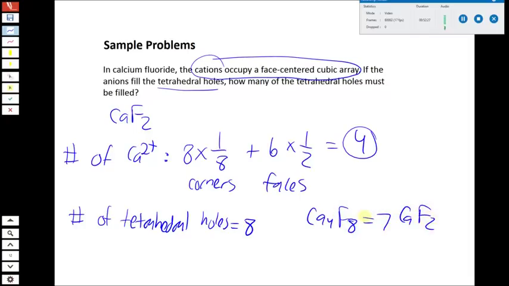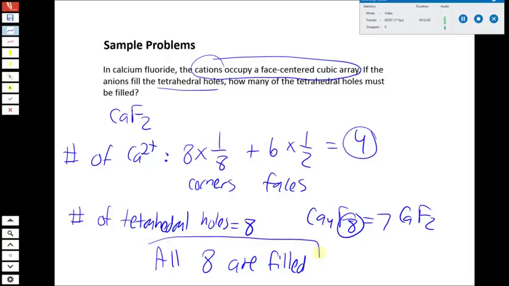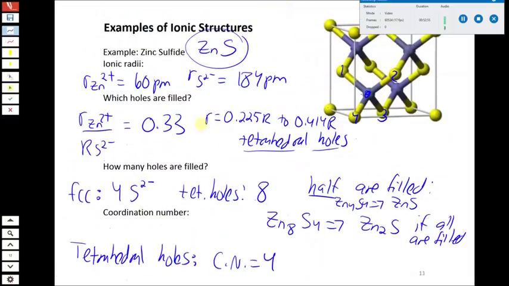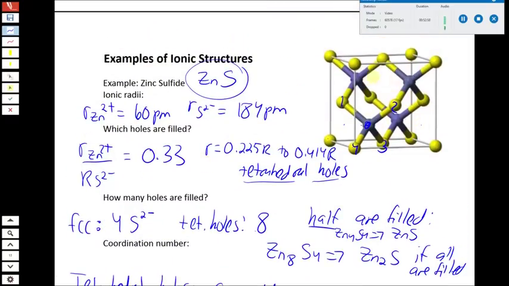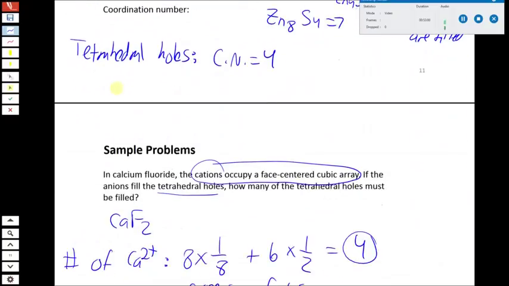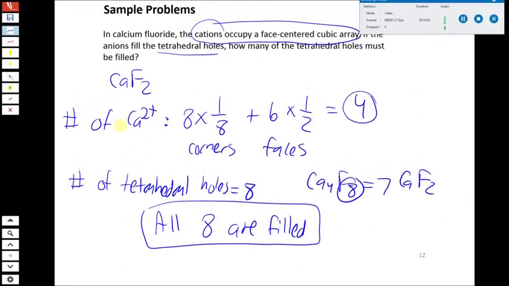So that means we need to fill all 8 of the tetrahedral holes to have the right number of cations and anions. So in this structure, because we have a 1-to-2 ratio of cation to anion, if we put the cations on the face-centered cubic positions, our anions would need to occupy all 8 of the tetrahedral holes to be able to balance the charge correctly. So face-centered cubic gives us 4 calciums. We need to have 8 fluorides to give this the correct empirical formula. So all 8 tetrahedral holes have to be filled in this structure. So this structure would look a lot like the last one, except that now all 8 of the holes, the other 4 that are empty here, would include anions in this case. All right? Any questions on that?